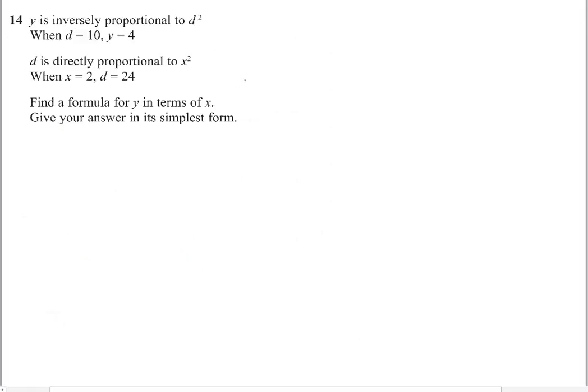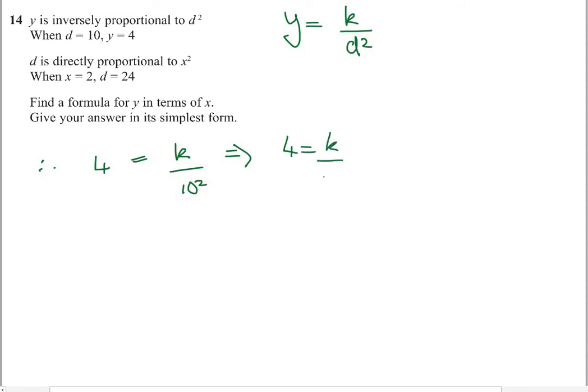Okay, a nice inverse proportion question. Let's have a look. y is inversely proportional to d squared, which means y equals some k divided by d squared. And it says when d equals 10, y equals 4. So let's plug these in. So 4 equals k divided by 10 squared, which implies 4 equals k over 100, and this implies k equals 400. So we can now write our new expression, y equals 400 divided by d squared.